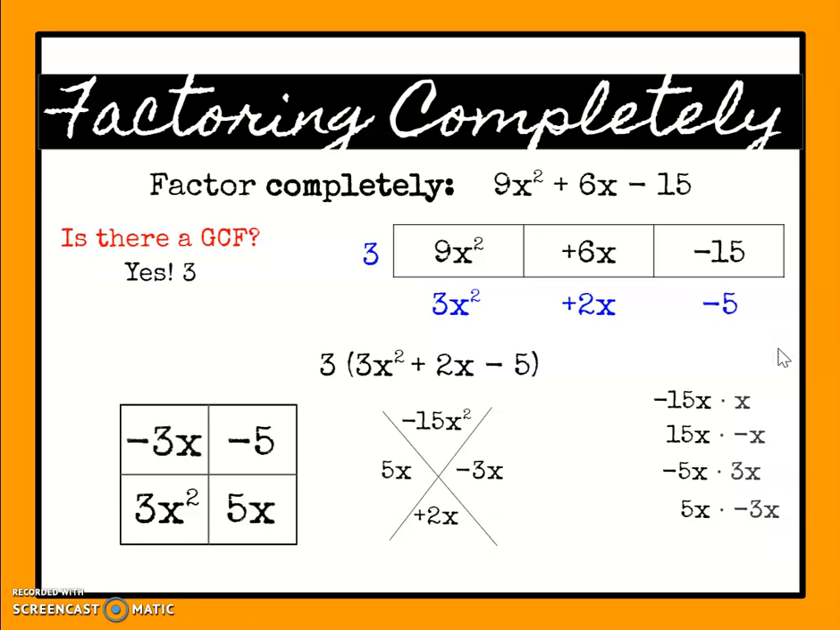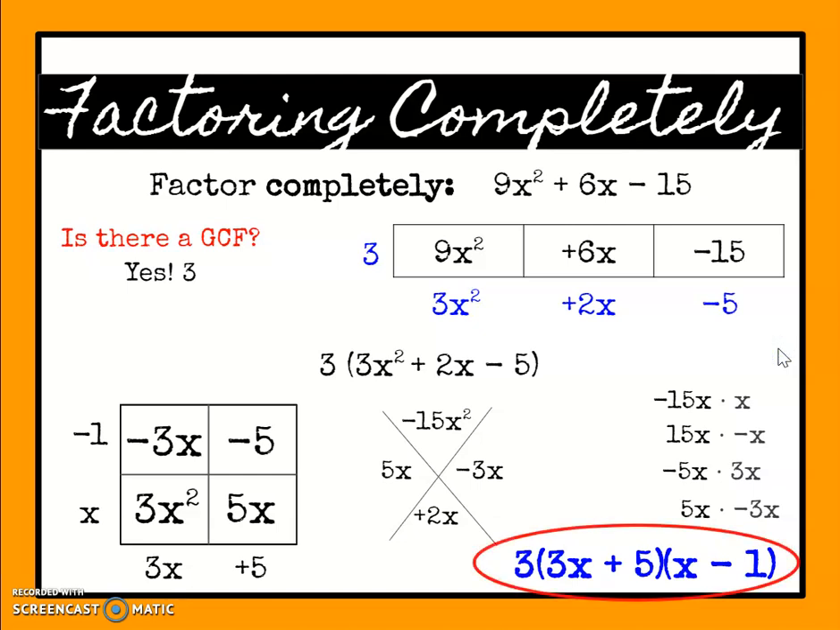So I'm going to put those in my missing corners of my generic rectangle. Taking out my factors of each partial area, I'm left with 3x plus 5 times x minus 1, and don't forget, times 3, because we took it out at the very beginning. Factored completely, 3 times 3x plus 5 times x minus 1.